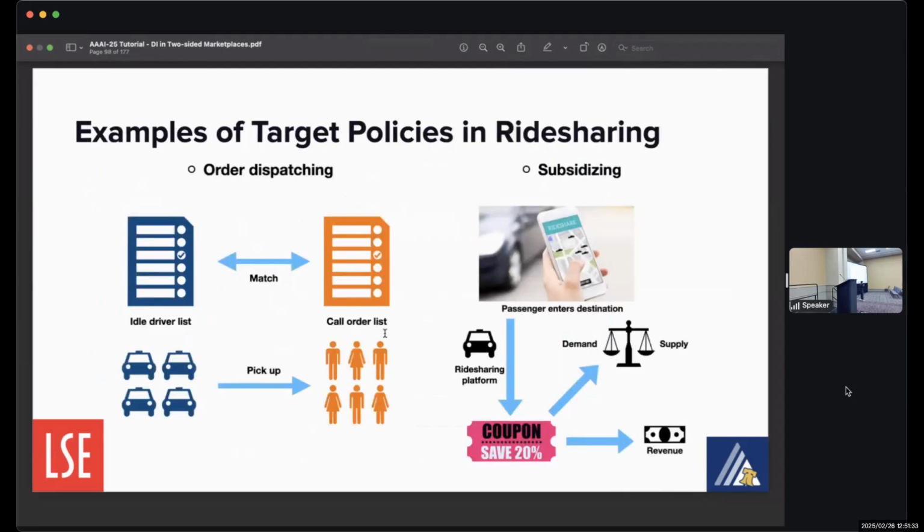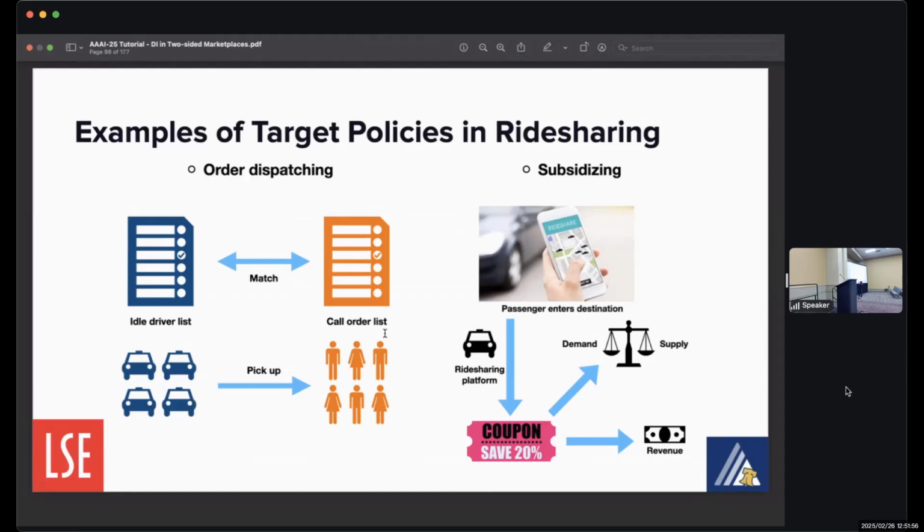Now, let me give you some examples. In this tutorial, we will mainly focus on applications in ride sharing. All three of us have working experience in ride sharing companies. In terms of ride sharing, there are two types of policies of interest. The first type corresponds to order dispatching policies, which are basically matching policies.